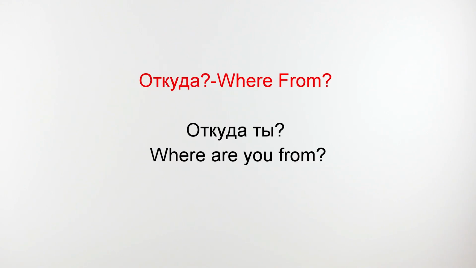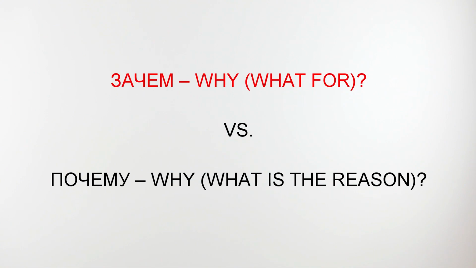Откуда? Where from? Indicates motion away from something. For example, откуда ты? Where are you from? Зачем? Why? Or what for? Почему? Why? Or what is the reason? Let's take a look at few examples.